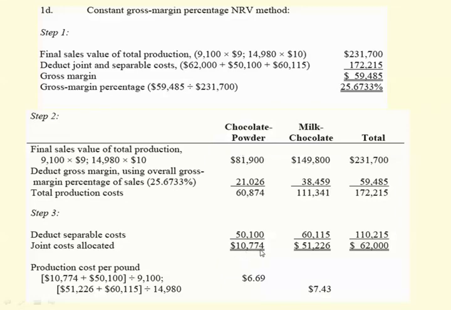10,774. And the same for milk chocolate. Final sales value minus gross margin will result in total production costs, minus its separable cost will result in $51,226 joint cost allocated to the second product. Production cost per pound, calculated by adding joint cost plus separable cost divided by total number of pounds, will result in $6.69 per pound of chocolate powder and $7.43 per pound of milk chocolate.